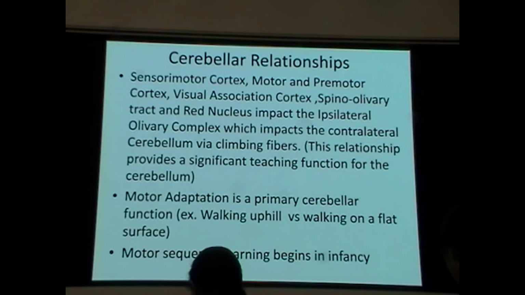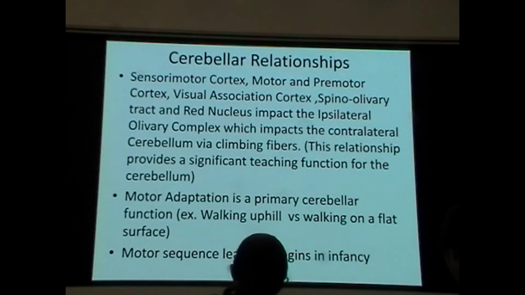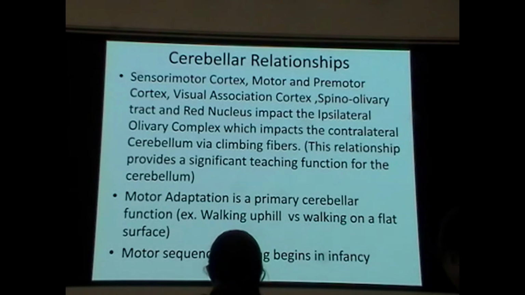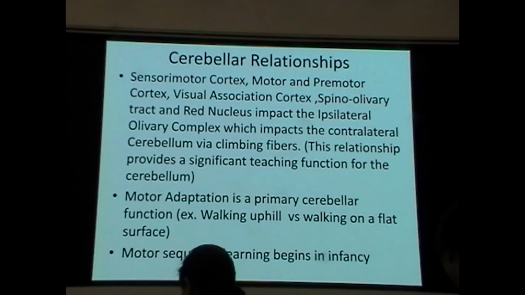Okay, so cerebellar relationships: sensory motor cortex, that's the postcentral gyrus. It has a relationship there from the thalamus, motor and premotor cortex, visual association cortex, auditory tract, brainstem nuclei, and so forth. All of these sensory motor cortical regions, in other words, sensations that create motor output, okay? Motor adaptation is primarily a cerebellar function.